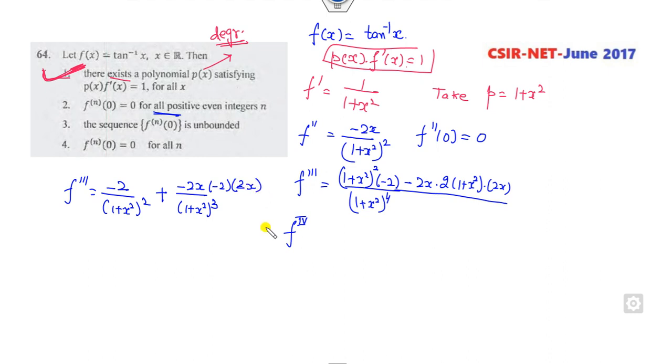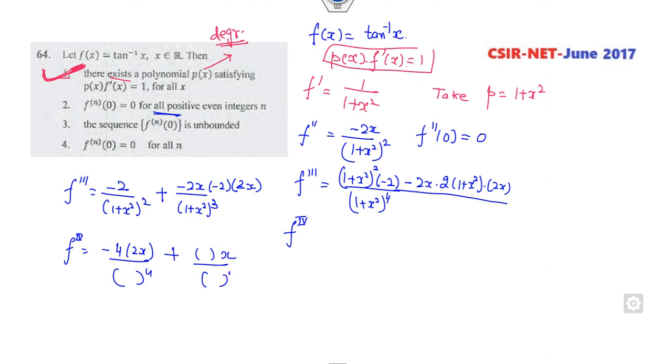This is the derivative. Now if I take the fourth derivative, what is that? This is minus 4, 2x over power 4, and an x will still be there, so it is in terms of x.